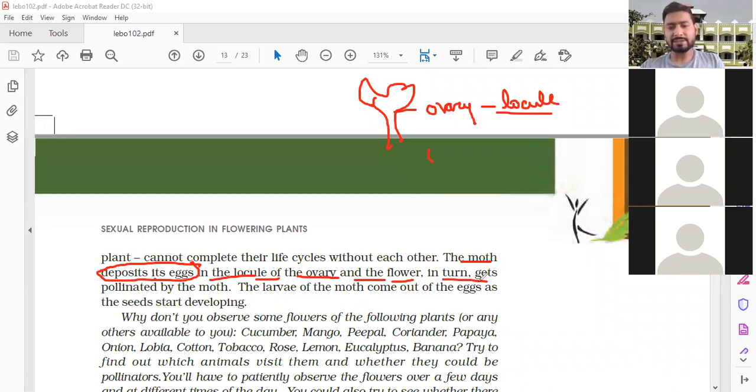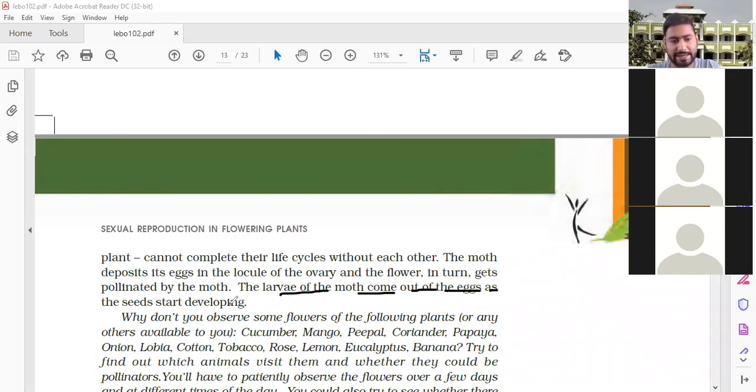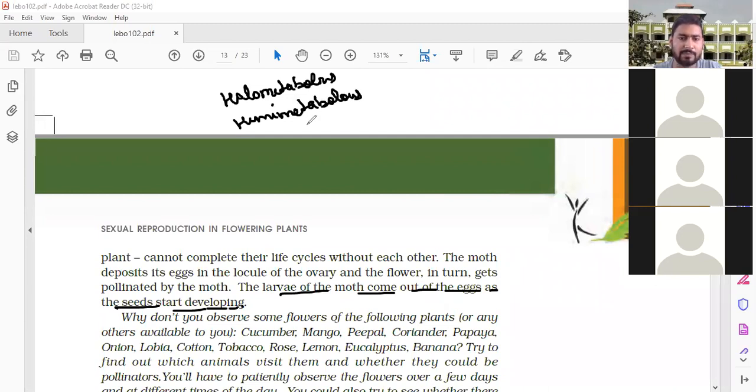In turn it gets pollinated by the moth. The larvae of the moth come out of the eggs as the seed starts developing. Not seed, egg. When the egg starts to develop, firstly it comes in the form of larva. You already studied the development: Holometabolous, Hemimetabolous, and Paurometabolous. Clear?